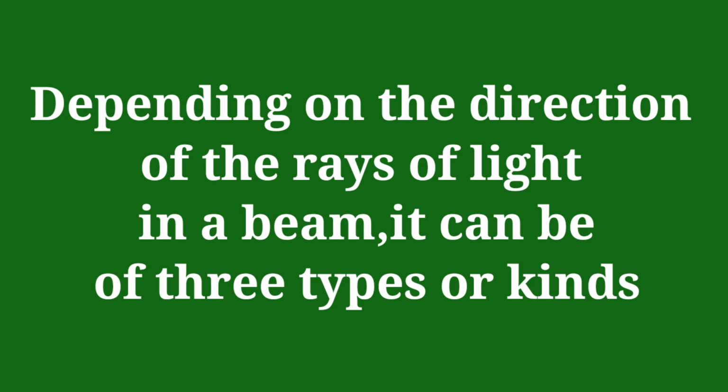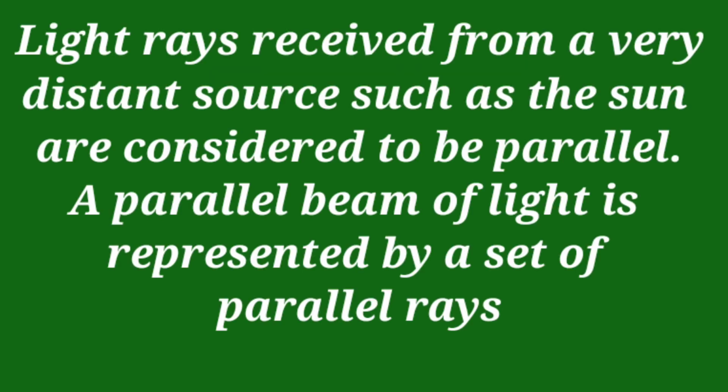Depending on the direction of the rays of light in a beam, it can be of three kinds. Number 1, parallel beam of light. Very interesting, observe it carefully. The light rays received from a very distant source such as the sun are considered to be parallel. A parallel beam of light is represented by a set of parallel rays.